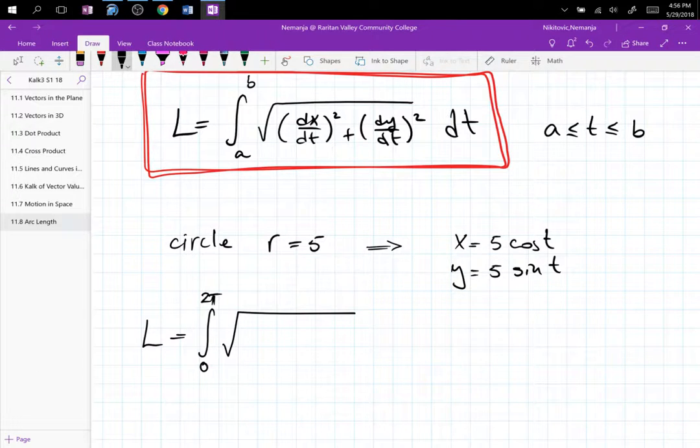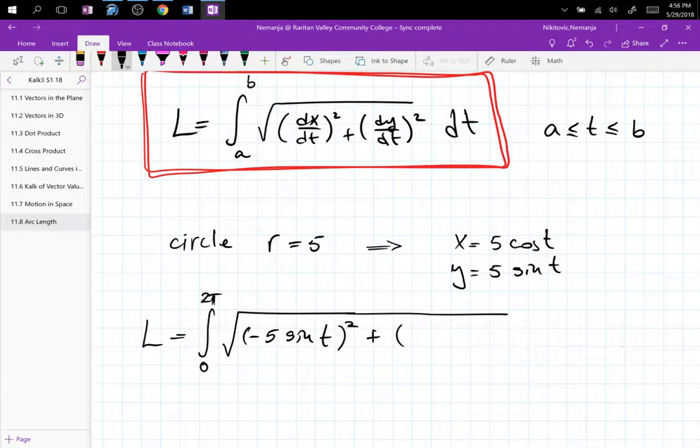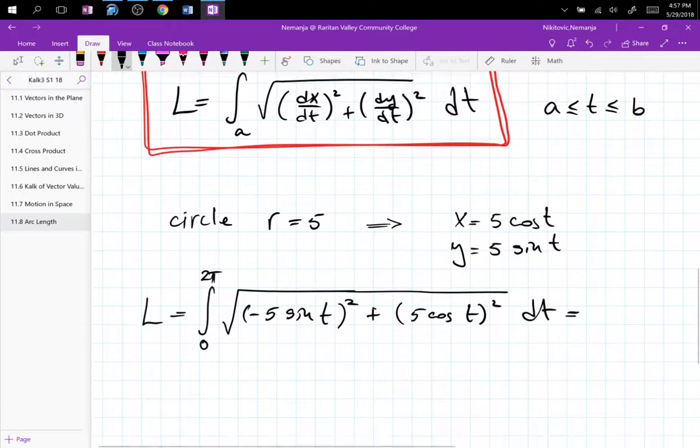square root of (dx/dt)^2. All right, now I need to take the derivative of x with respect to t, and that's going to be negative 5 sine t, and then we need to square that, plus take the derivative of the other one, that's going to be 5 cosine t, everything squared, and then we have dt at the end.